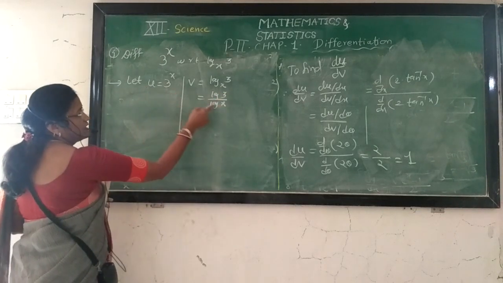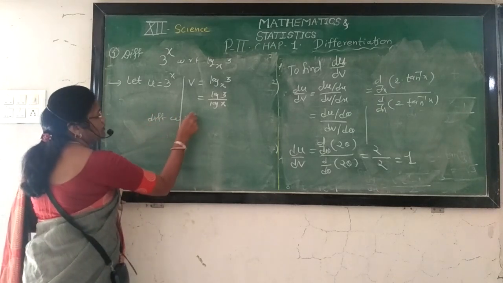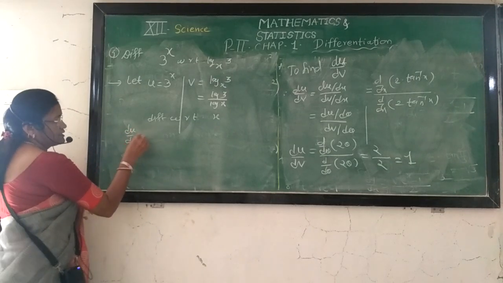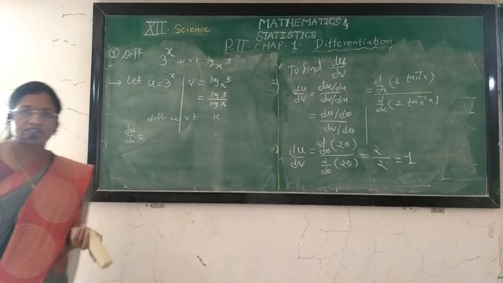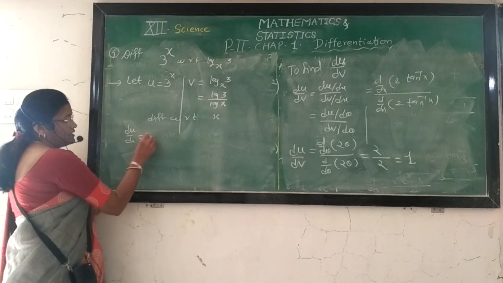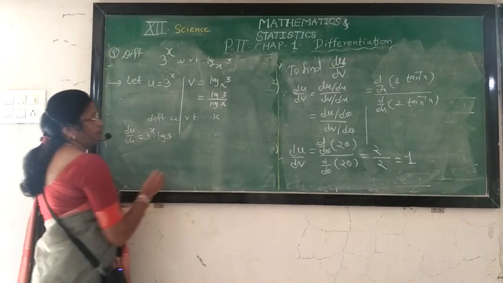So both u and v are functions of x, so we can take their differentiation with respect to x. Find du by dx. Very easy question because we already did this derivative in 11th standard. Derivative of the exponential function 3 raised to x is 3 raised to x into log 3.